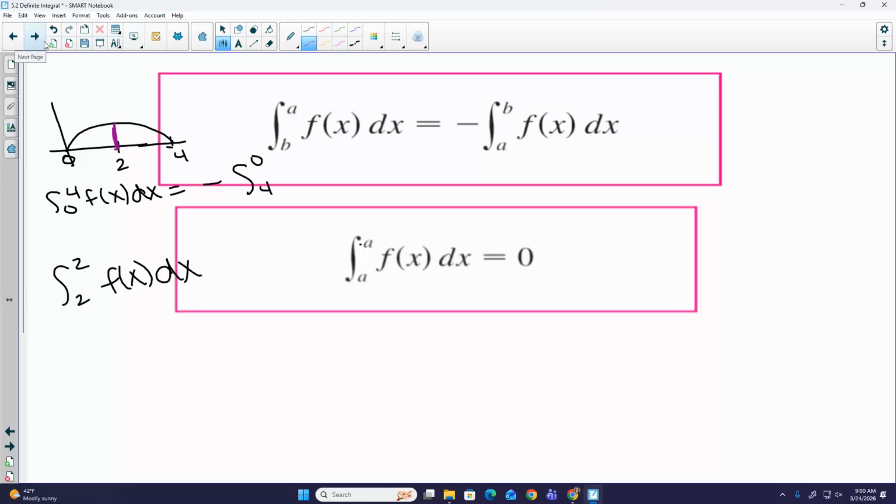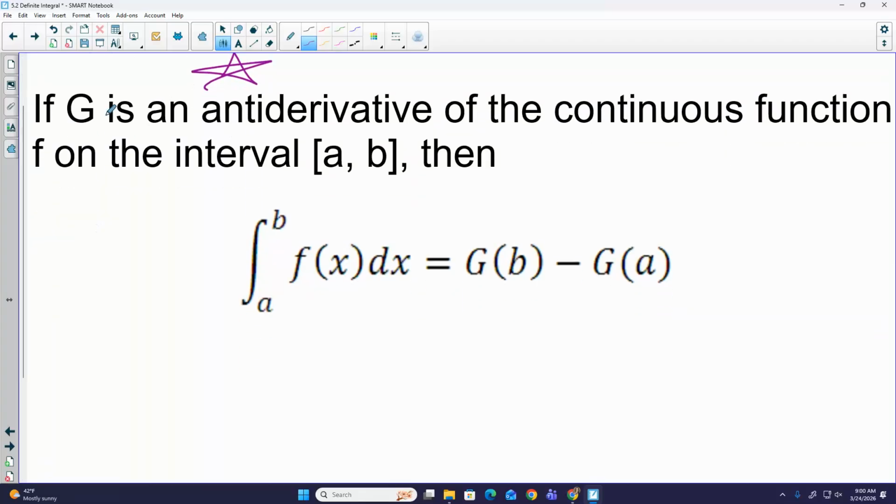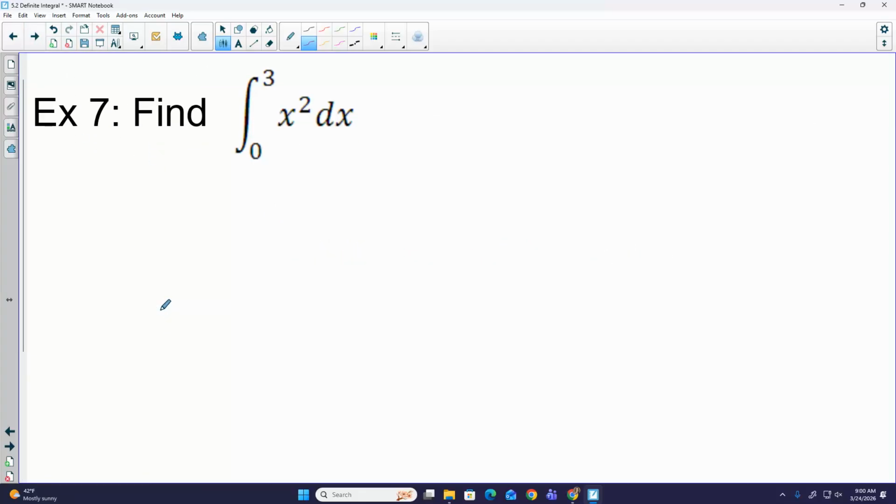All right, the next slide. This is the big piece for today. If g is the antiderivative, then this integral is really equal to the antiderivative at b minus the antiderivative at a. Here's what that means. If I asked you to do this integral, yesterday we would have found our change in x, 3 over n, x sub i, 3 over n times i. Then we would have plugged that in and set it at the limit of the sum.